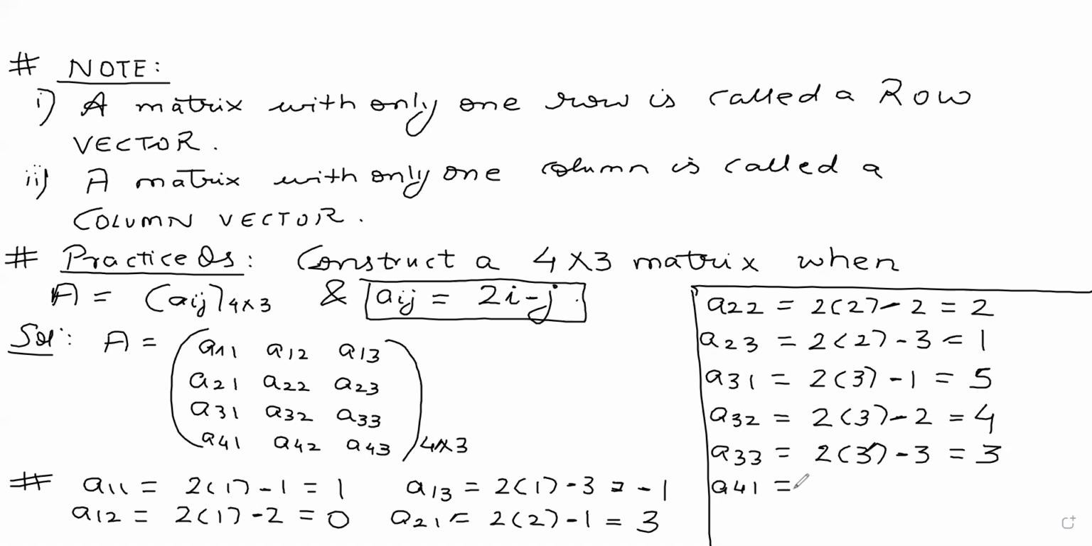A41 will be 2 times 4 minus 1, which is 7. Okay, A42 will be 2 times 4 minus 2, which is 6. And A43 will be 2 times 4 minus 3, which is 5.